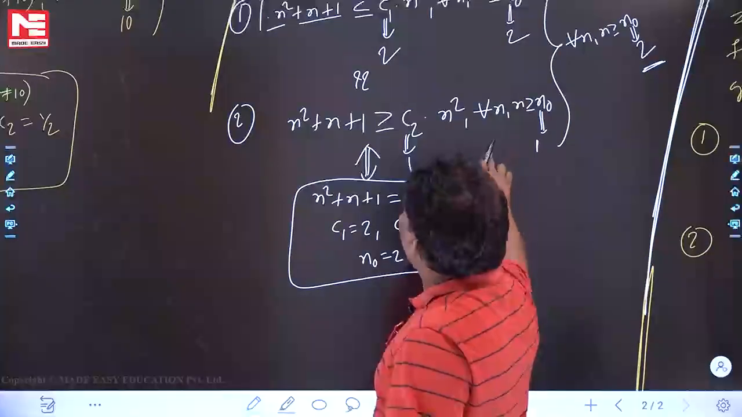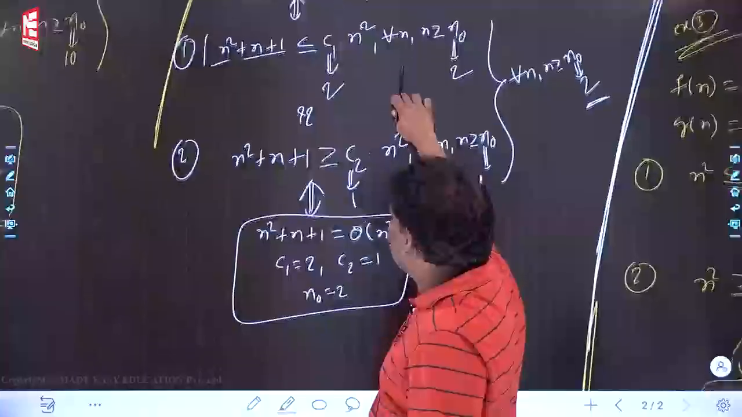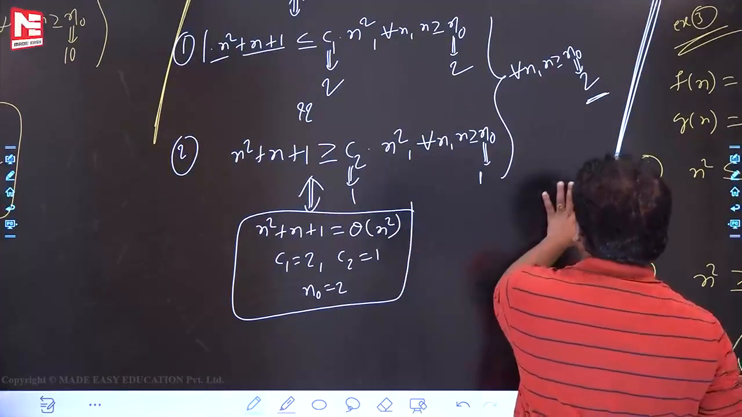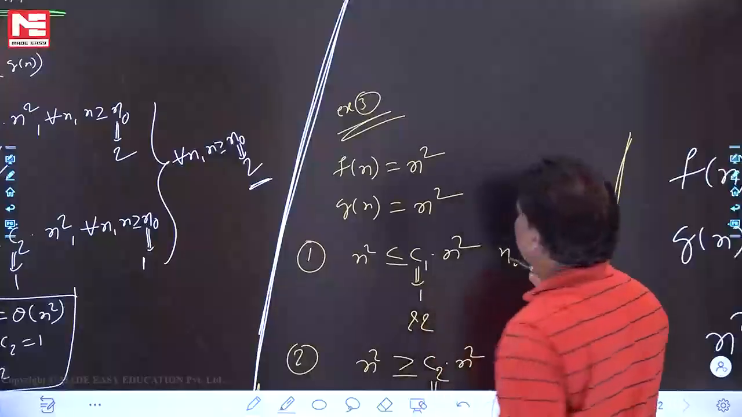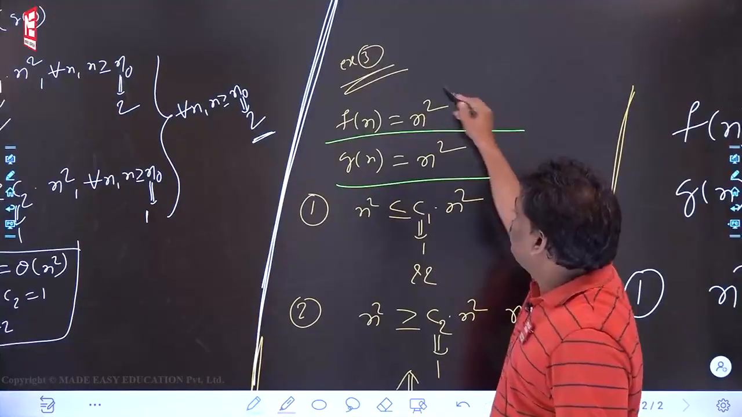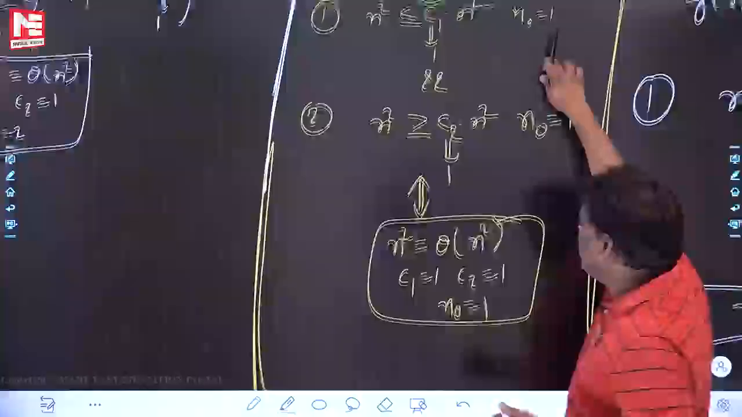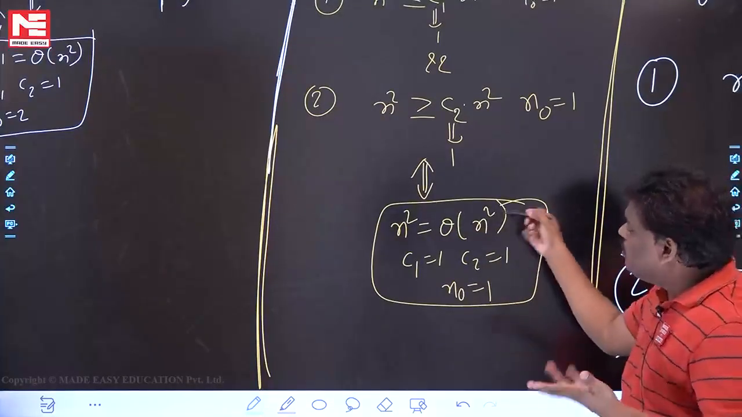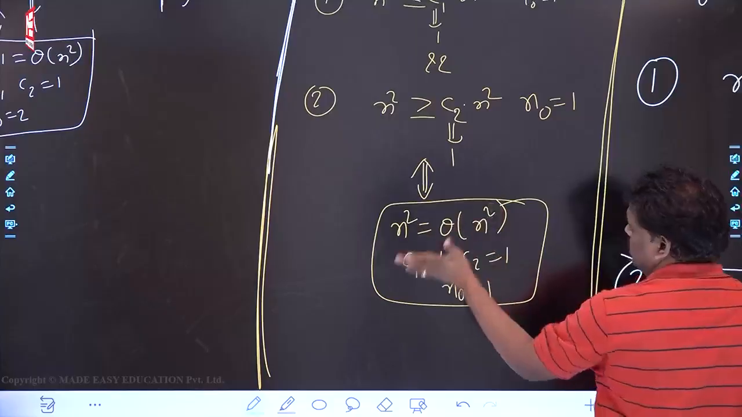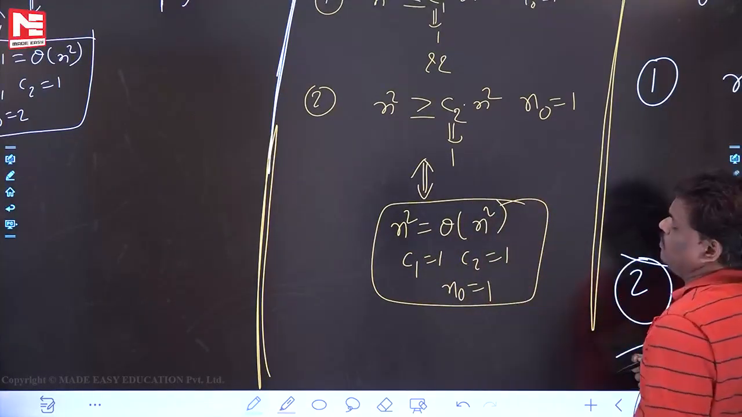Now see this small example. Bigger functions are the same, small things differ. What is the answer? Asymptotically equal. Theta means asymptotically equal. Come here now. See this one: f of n is n square, g of n is n square. The bigger function is the same, not only that, exactly the same. So this is asymptotically equal, mathematically equal also, because there is no difference at all. Both are exactly the same, as it is.